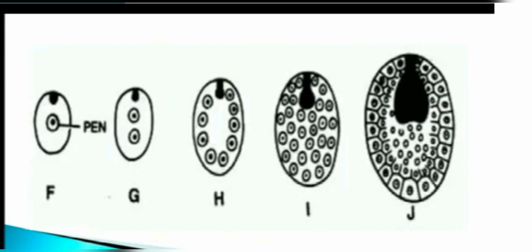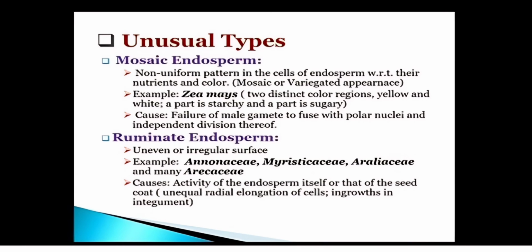So next we move to the unusual types. These unusual types are mostly developed from a non-uniform pattern in the cells of endosperm. According to the type, they are divided into mosaic endosperm. Some we will discuss here. One is the mosaic endosperm and the second one is the ruminate endosperm. First we discuss the mosaic endosperm.